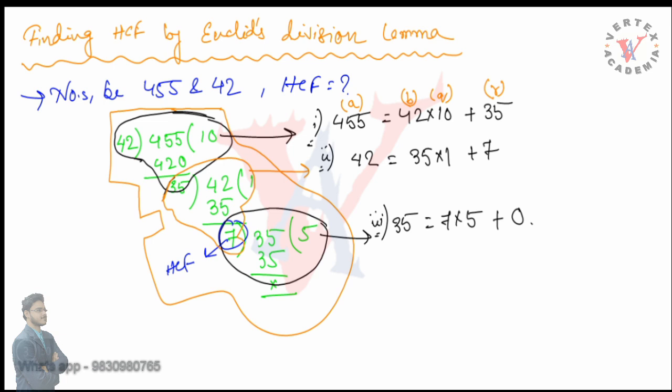Now this is what we call finding HCF by Euclid's division lemma, since we have just written them in the format A equals BQ plus R. We will continue this process even if the numbers vary. Here it is 455 and 42. In other examples, it may be 301 and 12. So maybe the steps vary. We will continue this sequence of steps until we finally reach 0.